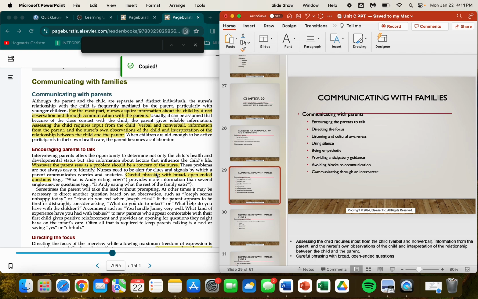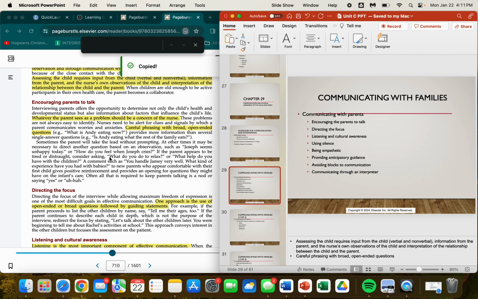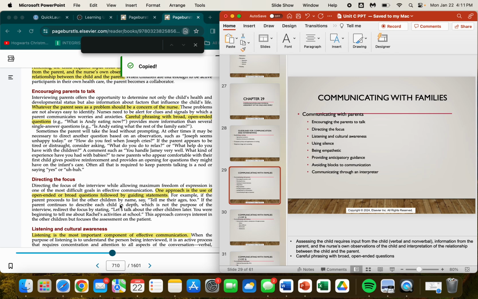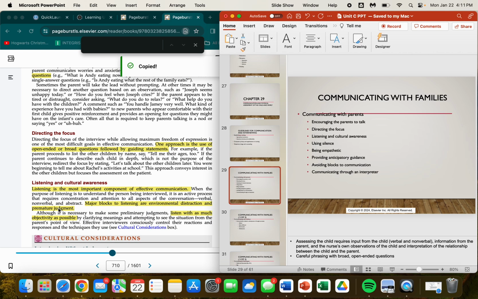So when we talk about communicating with families, obviously, we want to encourage the parents to talk, because that's where we're going to get the majority of our information, right? Verbal interaction, nonverbal interaction from the child is also important. We want to watch the child. We want to interpret the relationship between the child and the parents. And when we talk about encouraging parents to talk, use those broad, open-ended questions, right? These are all ways we can direct the interview, direct the focus.